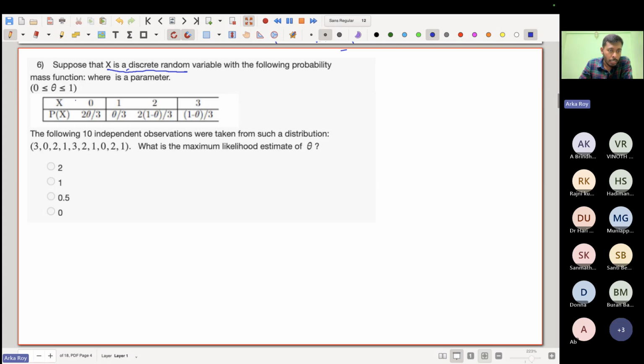The probability mass function is given like this. We have certain entries: for x equals 0, the probability of x is denoted as 2θ divided by 3, and likewise for 1, 2, and 3. Now they have given the following 10 independent observations. So for independent observations, the probability is multiplicative in nature. We have seen that in the previous case as well.